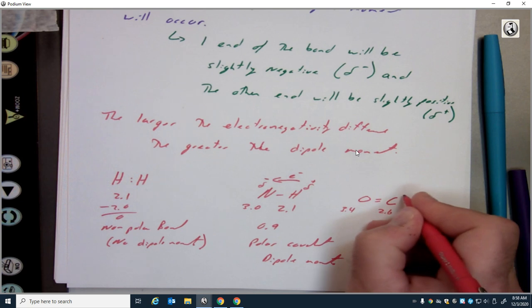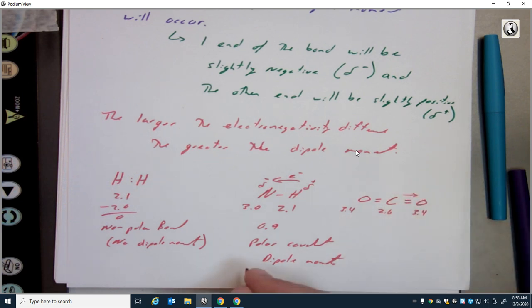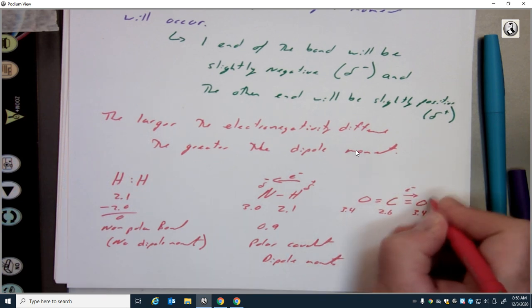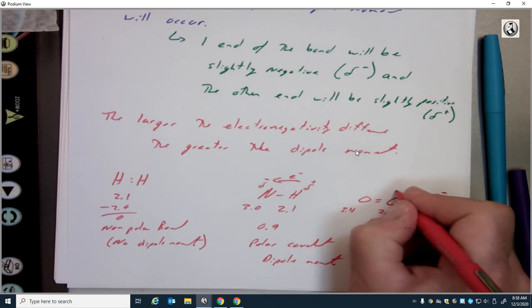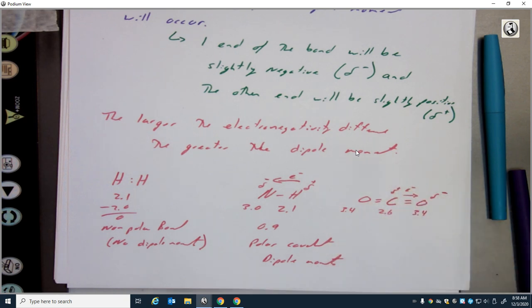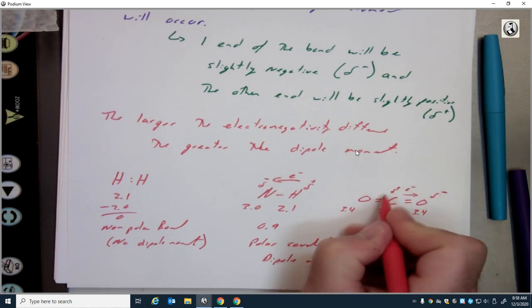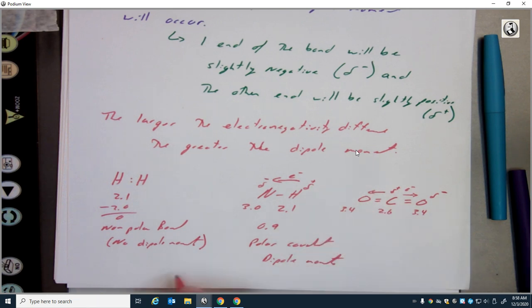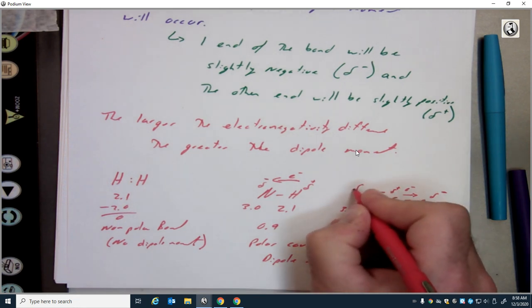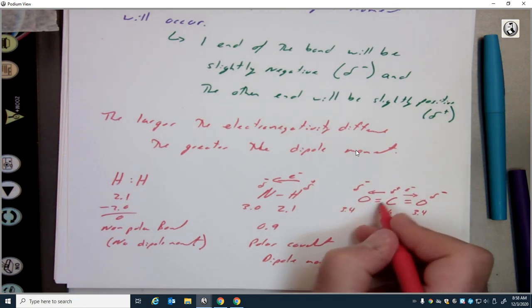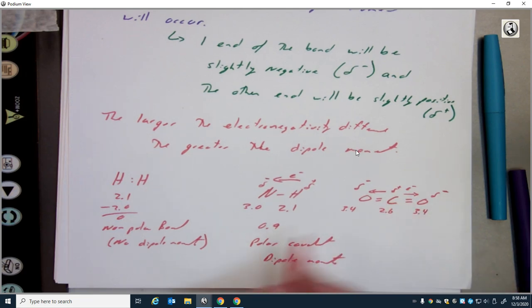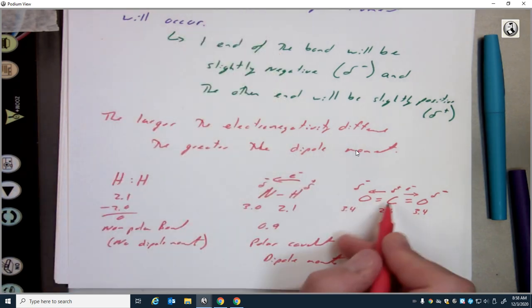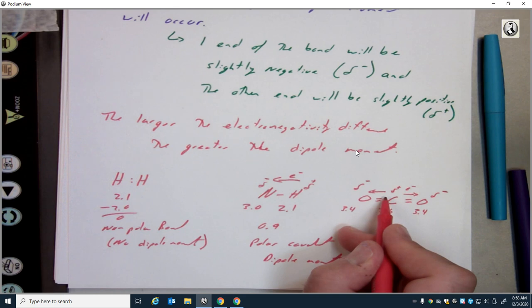These 4 electrons are going to be pulled that way, so this end is going to become slightly negative and this end slightly positive. Same thing happens here. The electrons are going to be pulled out towards the oxygen, so this becomes slightly negative, and this carbon is slightly positive. But when we're talking about these dipole moments or bond polarity, we're talking about what's happening just between two of the atoms.